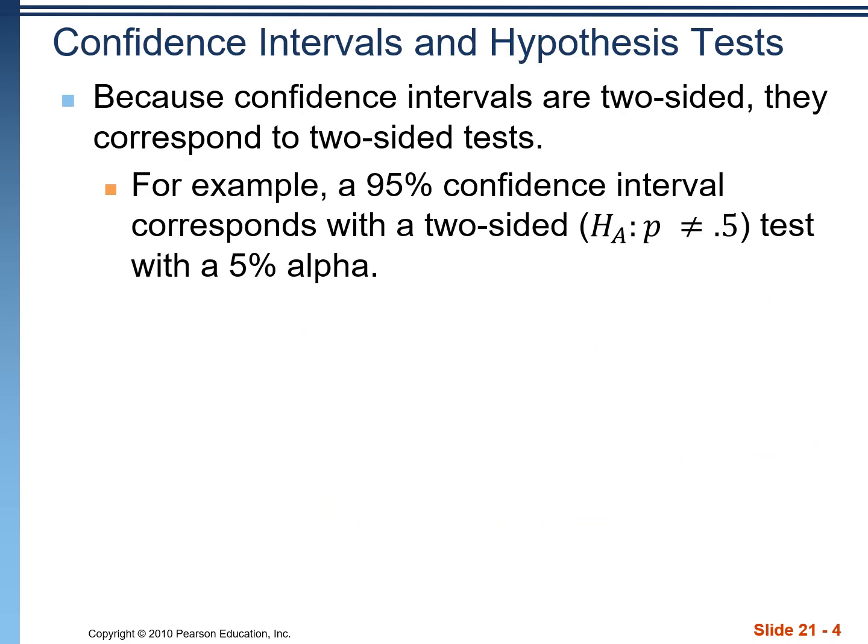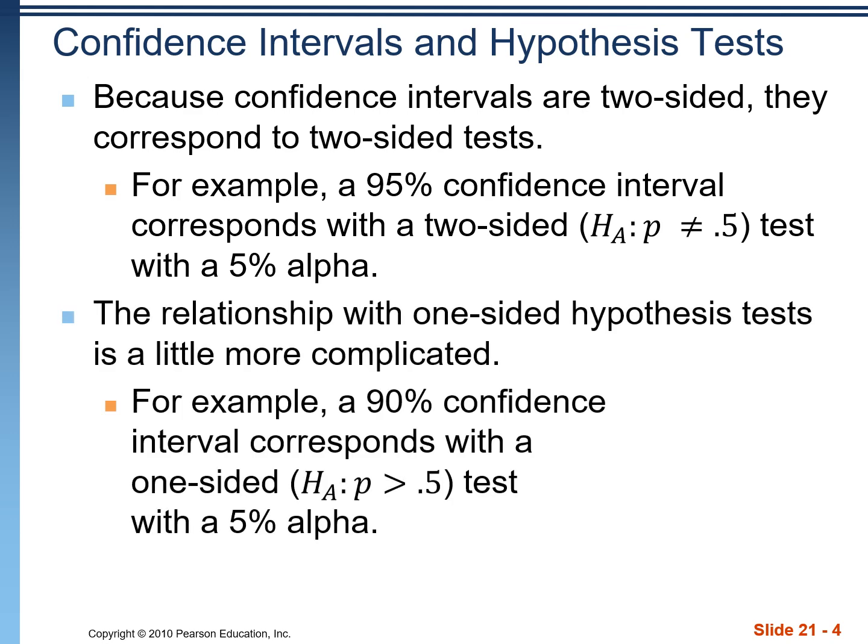We can also use confidence intervals to evaluate hypotheses, and we've done this before. We want to see if a number is within the interval or outside the interval. And confidence intervals go hand in hand with two-sided tests because confidence intervals are themselves two-sided. They cut off the right tail and the left tail, and we're looking just at the middle. So a 95% confidence interval corresponds with a two-sided test at a 5% alpha.